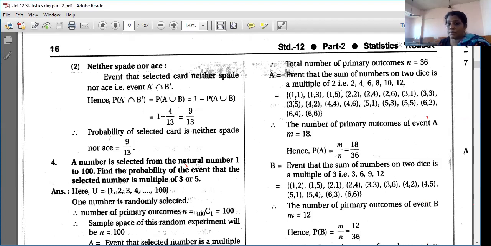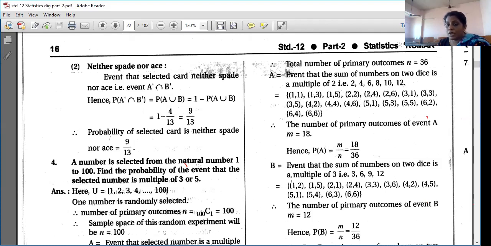Add them: 1 plus 1 is 2. 1 plus 3 is 4, 1 plus 5 is 6. Okay, and like this you will get m equal to 18. So P of A is m upon n, that is 18 upon 36.